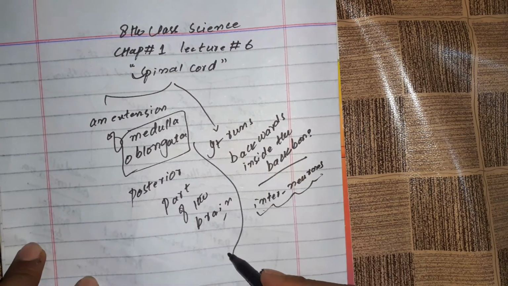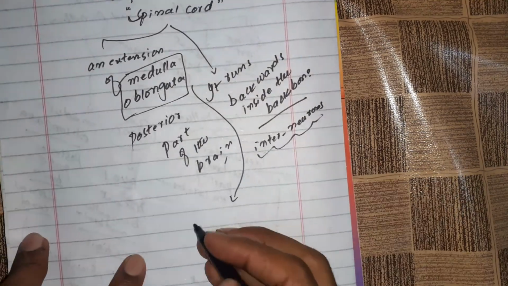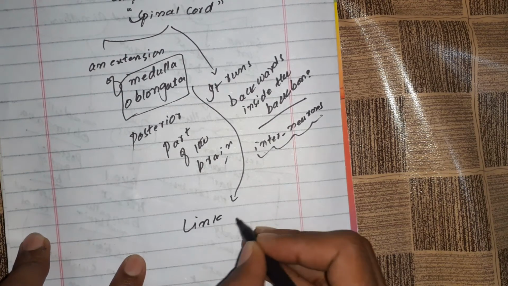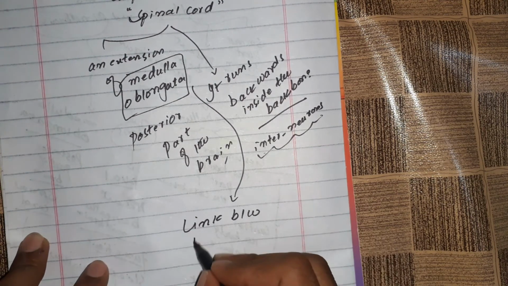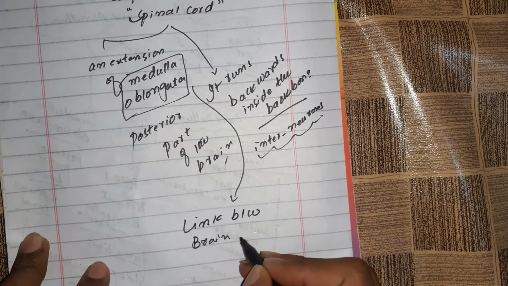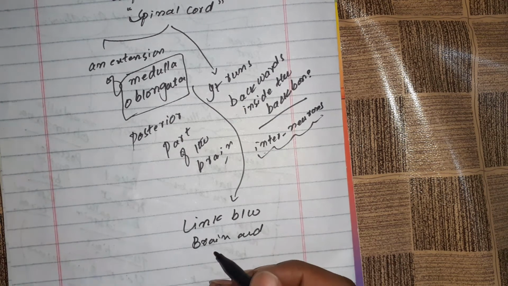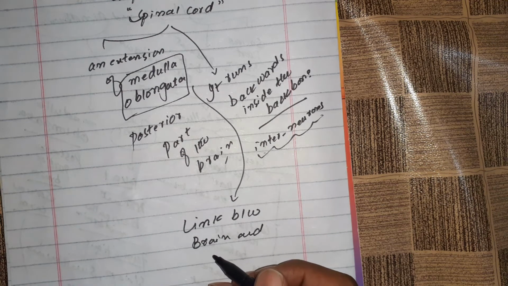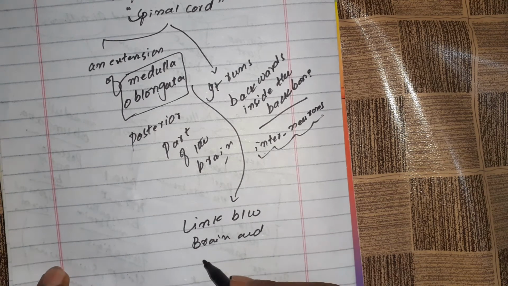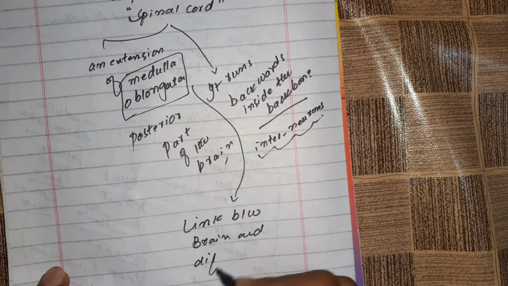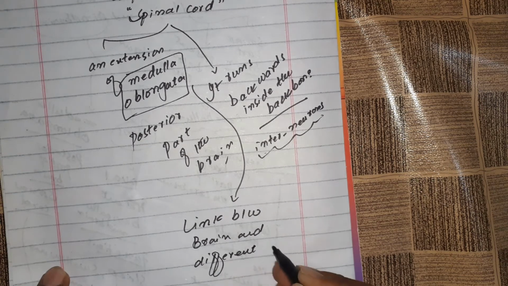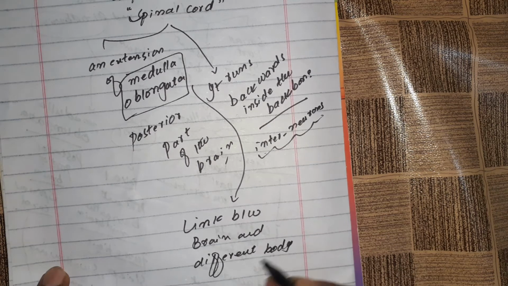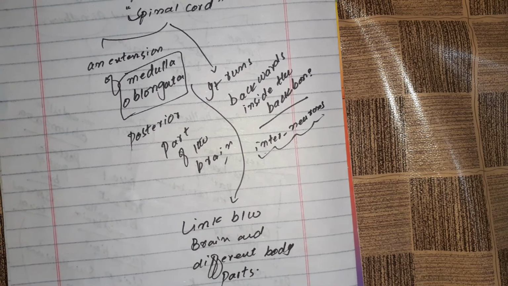The spinal cord creates a link between the brain and different or several body parts. Clear? Brain and different body parts. The spinal cord creates a link between the brain and different body parts.